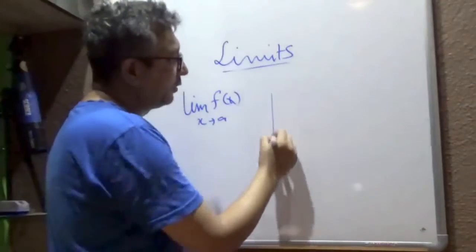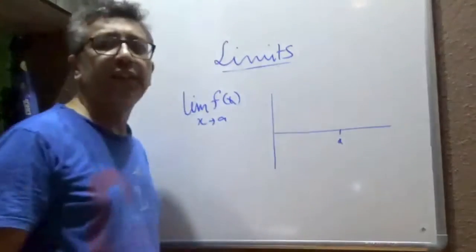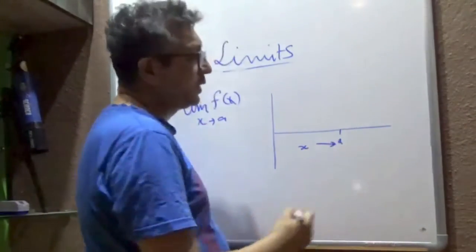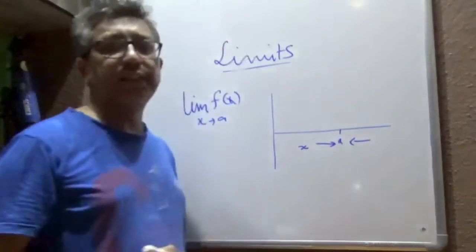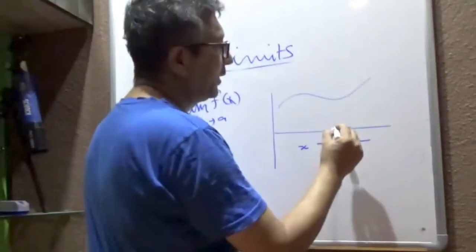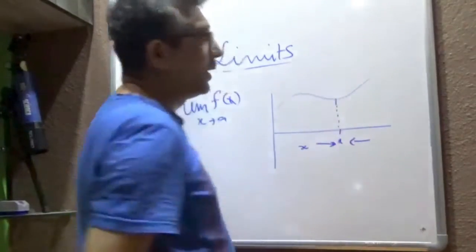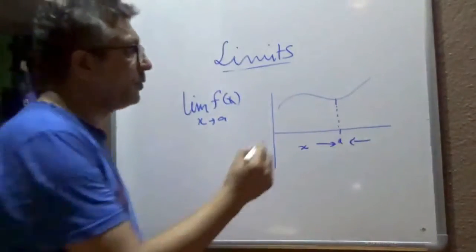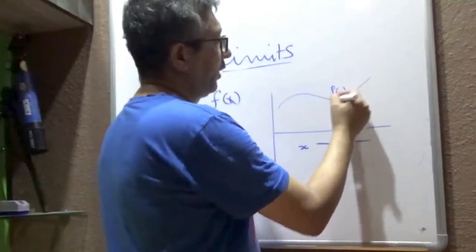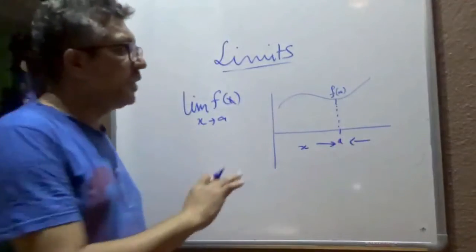Let's put it in a graph where it will be easier to understand. Let's say that a is here. So x can tend to a either from the left hand side or from the right hand side. If f(x) is a continuous function, like something like this, then we know that at this point f(x) will be f(a). Doesn't matter if it approaches it from the left hand side or from the right hand side.